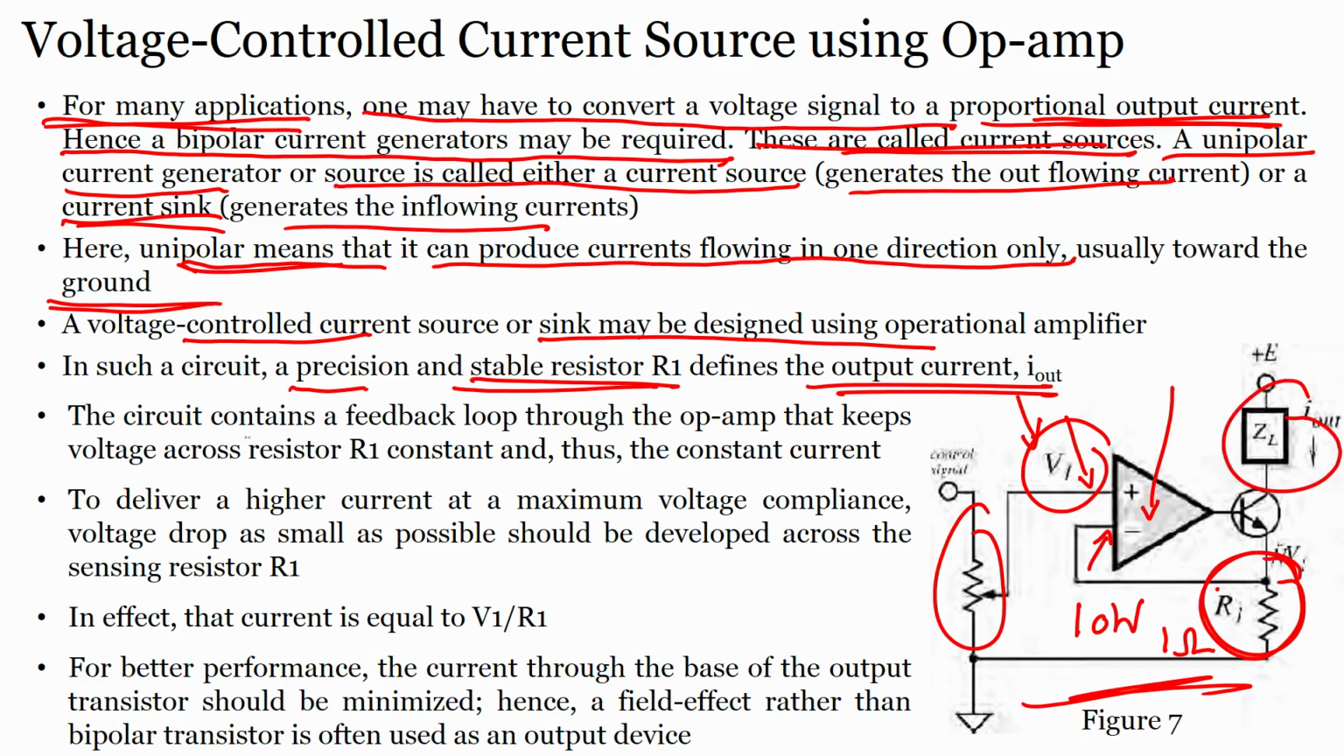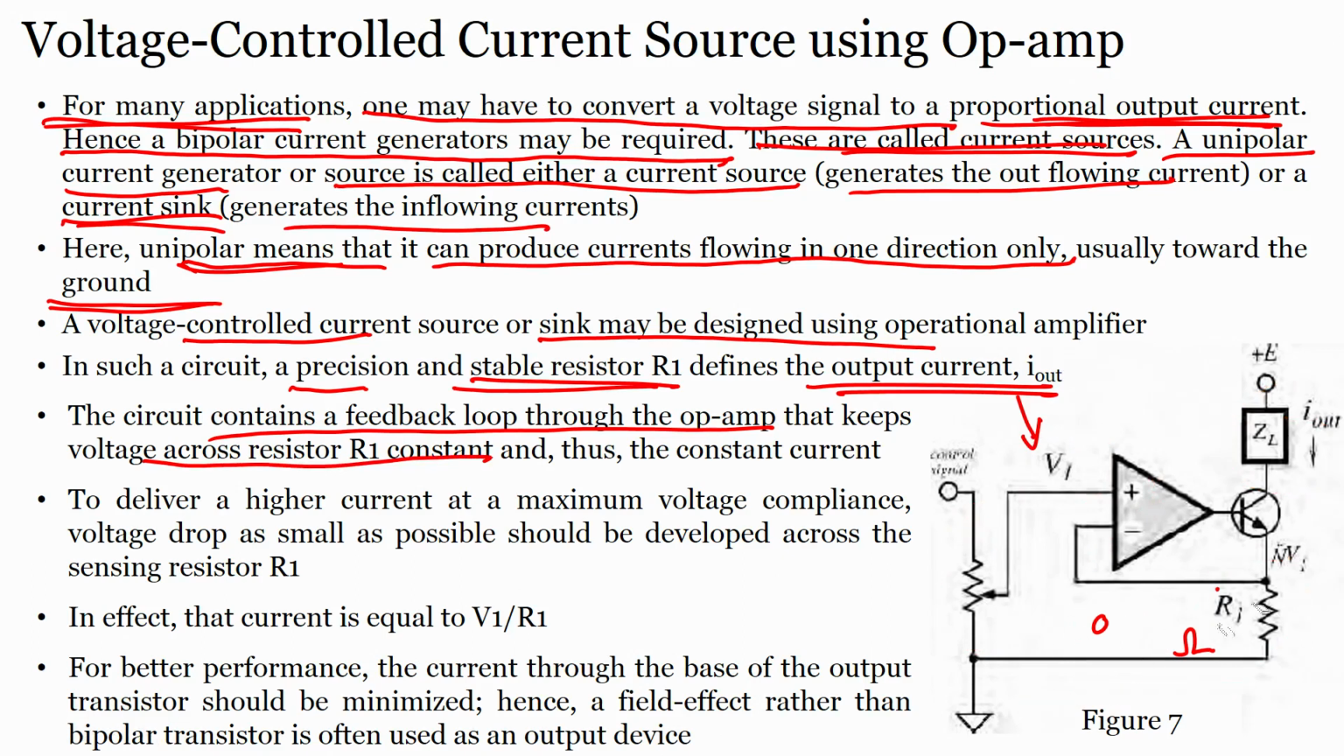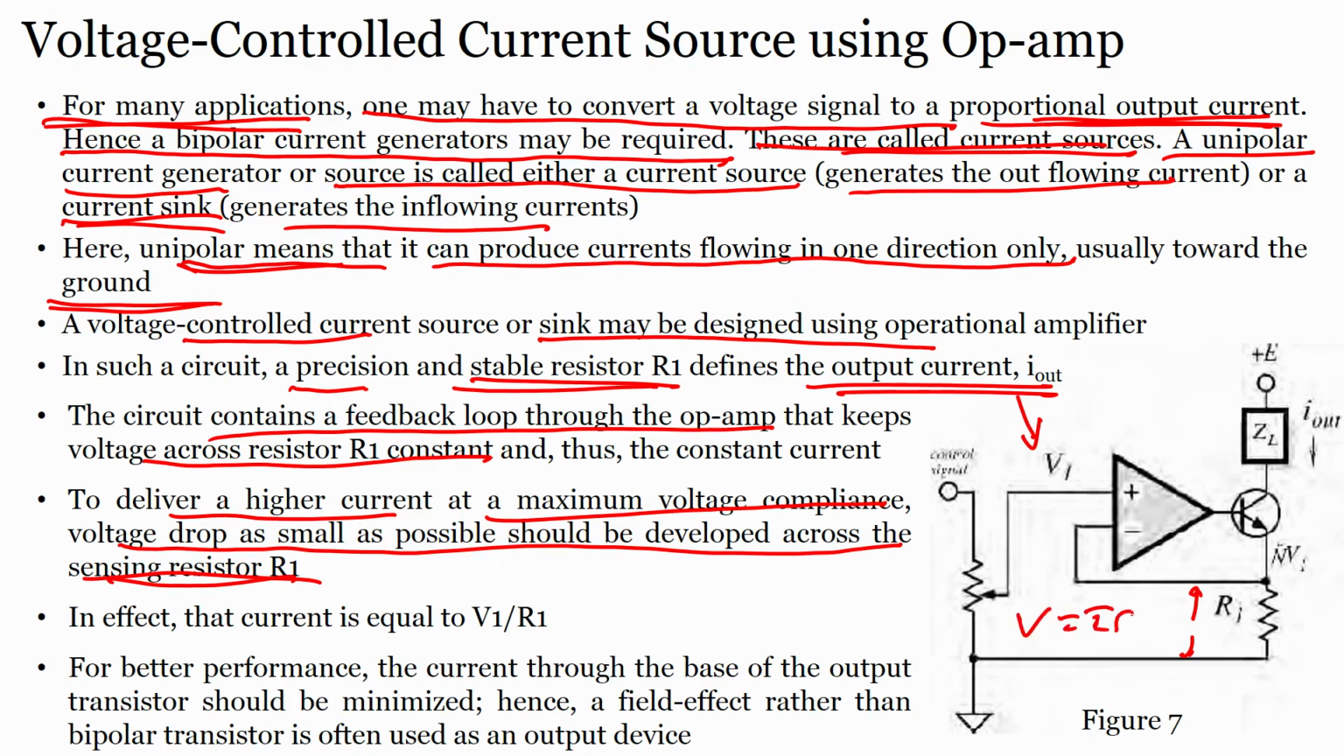The circuit contains a feedback loop through the op amp that keeps the voltage across R1 constant. You can see that there is feedback across the operational amplifier, because of which the voltage across this R1 is constant. Now, to deliver a higher current at maximum voltage compliance, a voltage drop as small as possible should be developed across the sensing resistor. How can we develop this kind of voltage drop? We know that V equals IR, so I equals V by R.